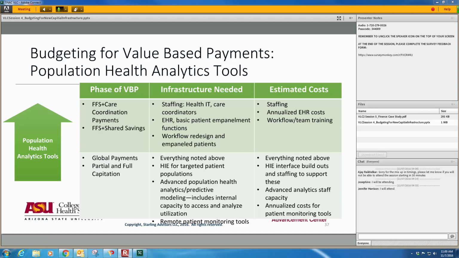Typical costs for these types of population health investments include things around staffing, again, any kind of annualized EHR costs that you might have, and then some workflow and team training.